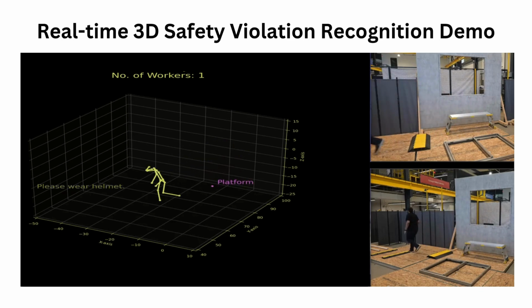By modeling safety violations as 3D spatial relationships, SafeConstruct sets a new standard for a vision-based, real-time, scalable, and generalizable solution for safety monitoring in high-risk construction environments.